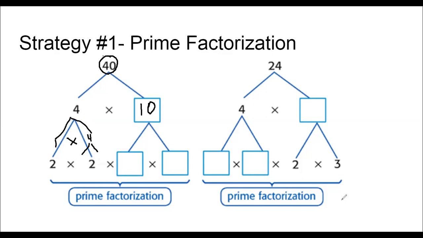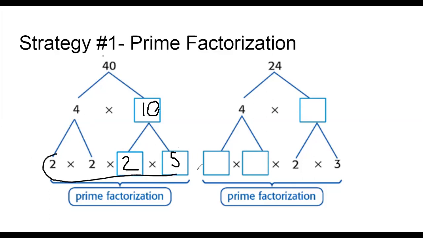Now, 4 times 10 equals 40, so we're going to factor 10. And we're going to use the factors 2 and 5. Again, if we use 1 and 10, we're going to have to factor 10 anyway. And so now we're showing all prime numbers. If you multiply all of these numbers together, you will get 40. 2 times 2 is 4. 4 times 2 is 8. 8 times 5 is 40.